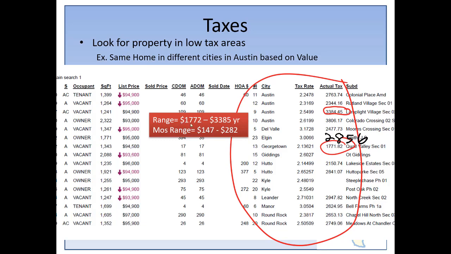But look at the range here. So 1772 to 3385 just on this one screen. You can imagine having close to $300 tax payment versus 100 and something, and what that looks like in your cash flow per month and per year is huge, huge. So look at taxes. Look for properties in low tax areas.